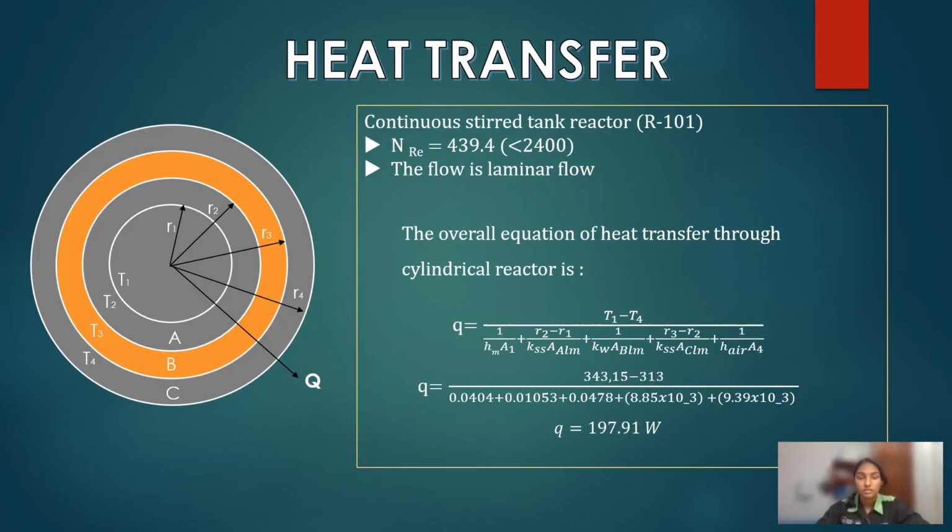For the heat and mass transfer, we focus on the continuous stirred-tank reactor R101. From the calculation, we obtain that the Reynolds number is 439.4, which is less than 2400, thus the flow is a laminar flow. The overall equation of heat transfer through the cylindrical reactor is obtained by using the formula below, and the final heat transfer rate is 197.91 watts, which concludes that the reaction is an endothermic reaction.